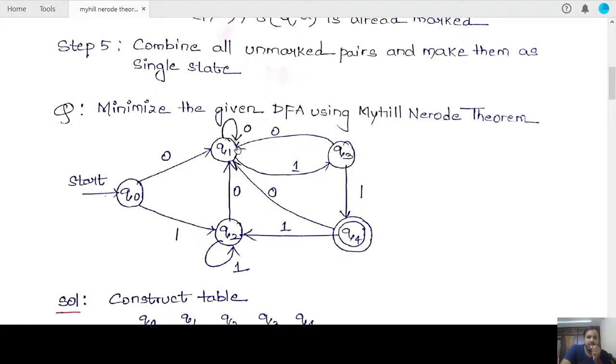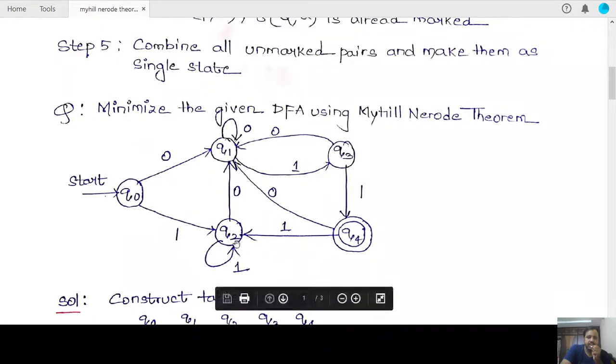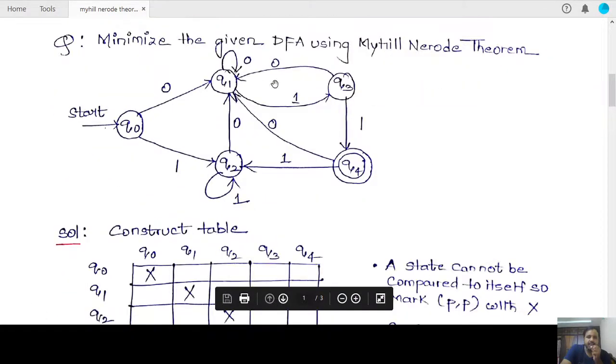So Q0 on 0 is Q1, Q0 on 1 is Q2, Q1 on 0 Q1 itself, Q1 on 1 it is going to Q3, then Q2 on 0 it is going to Q1, Q2 on 1 self transition, Q3 on 0 Q1, Q3 on 1 Q4, Q4 on 0 Q1, Q4 on 1 Q2, okay, and here Q4 is the final state. Okay, now this is the given DFA. We have to apply this theorem and minimize it, right?